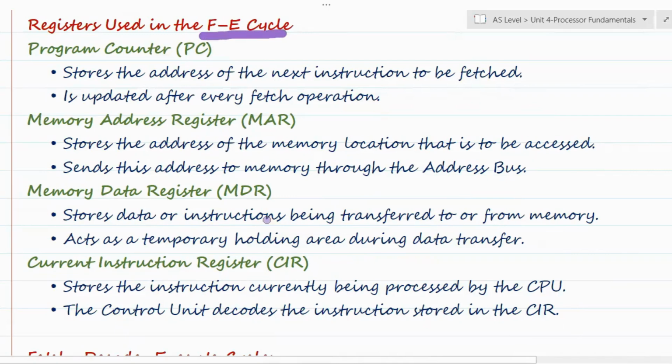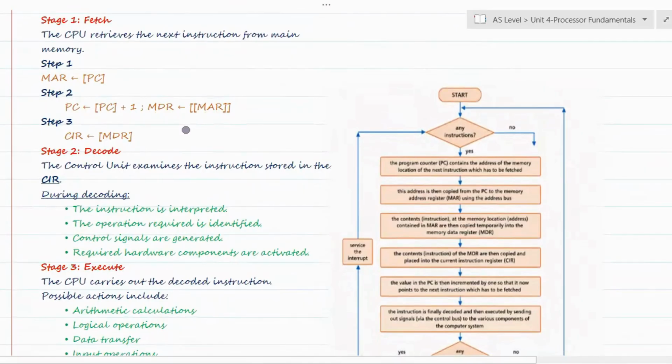Let's understand how. As we know that first stage is fetch. CPU retrieves the next instruction from main memory. So first of all, CPU checks whether there are any instructions left to execute. If there are no instructions, program execution stops. And if instructions are available, the cycle begins, right?